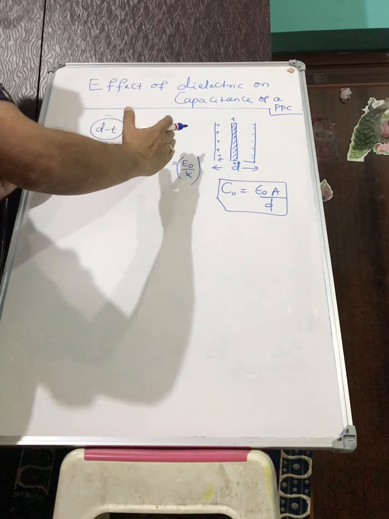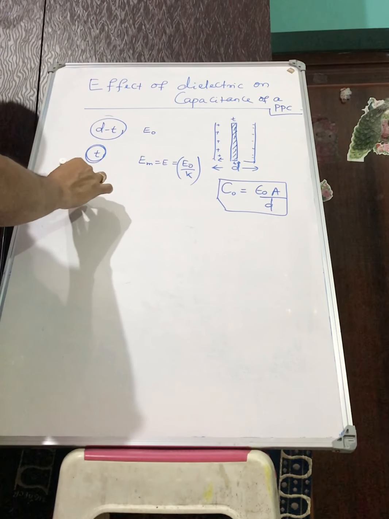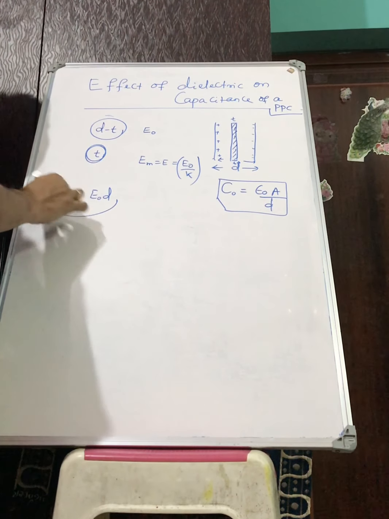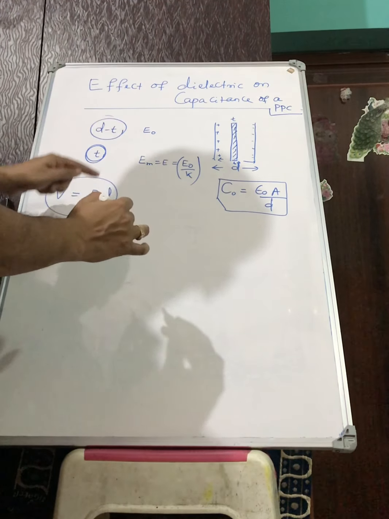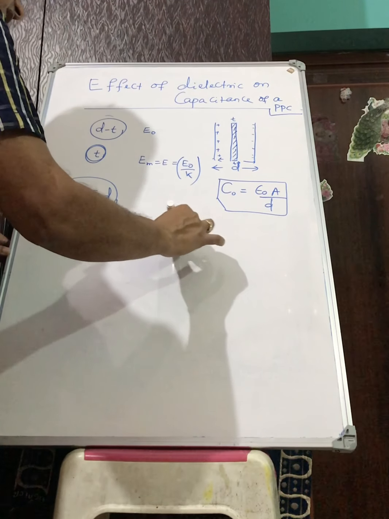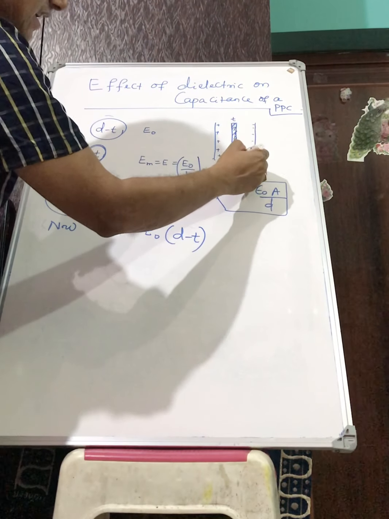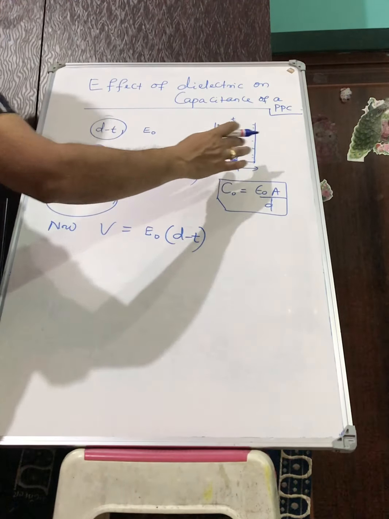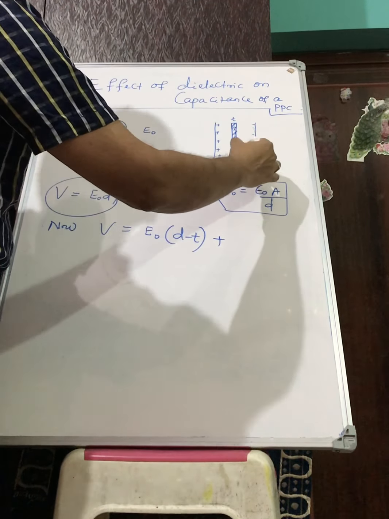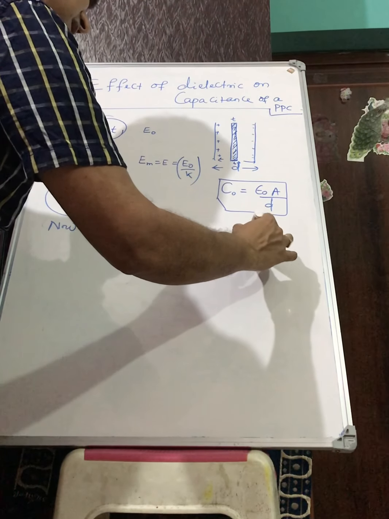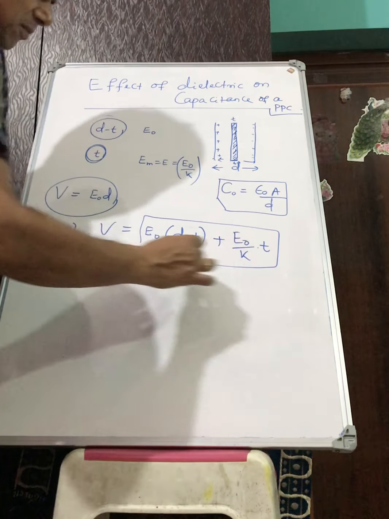So if I go for the total potential difference between these two plates, earlier it was E0 into d in the previous discussion, but now V, instead of E0 into d, will be E0 into d minus t, because we have placed a dielectric of thickness t in between the plates. Plus the other region, having electric field E0 by K and thickness t. Now this becomes the total potential difference.